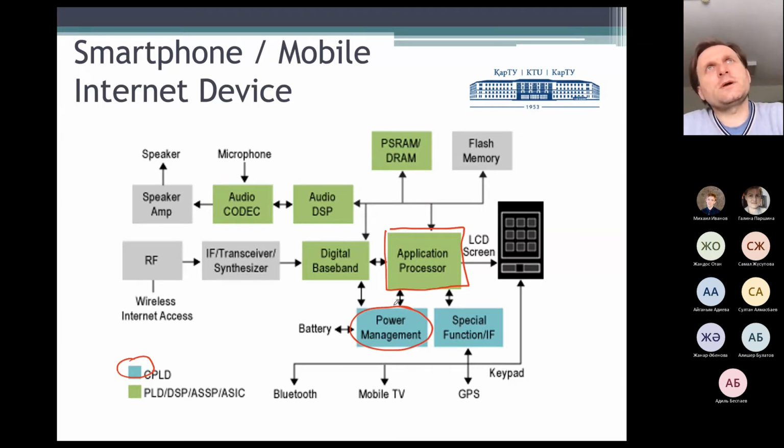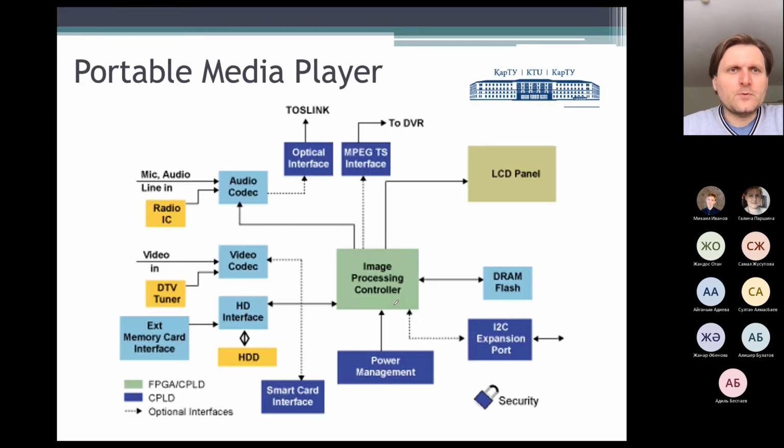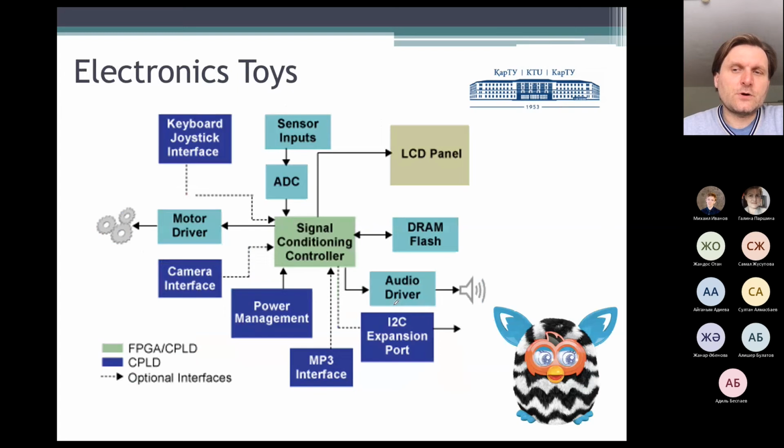Why? Because a CPLD or SPLD is smaller than an FPGA or a processor, and it is faster. And when we switch on our cell phone, the first element which starts to work is the CPLD. Okay, portable media player, the same situation, codecs, video codec, audio codec, etc. Game player. Electronics, toys, I mentioned that.